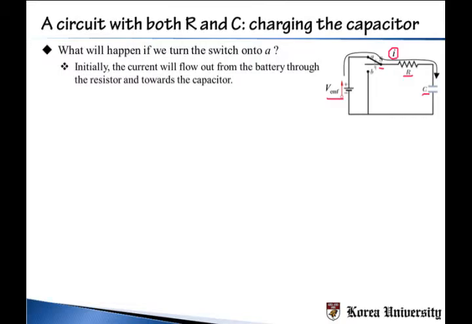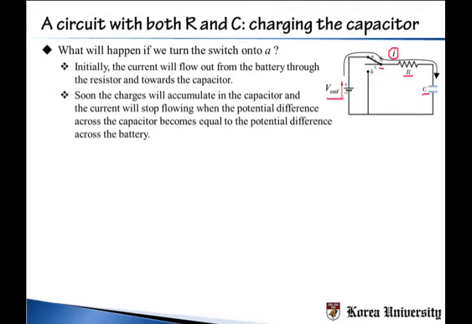In the beginning there was nothing inside the capacitor, but as time goes on the charges will start to accumulate in the capacitor. According to the direction of the EMF device, there will be positive charges here and negative charges here. Then when the charges are accumulated, according to Q equals CV, the potential difference will appear across the capacitor.